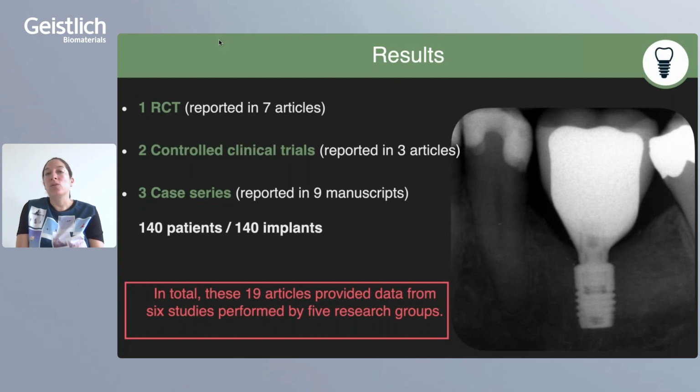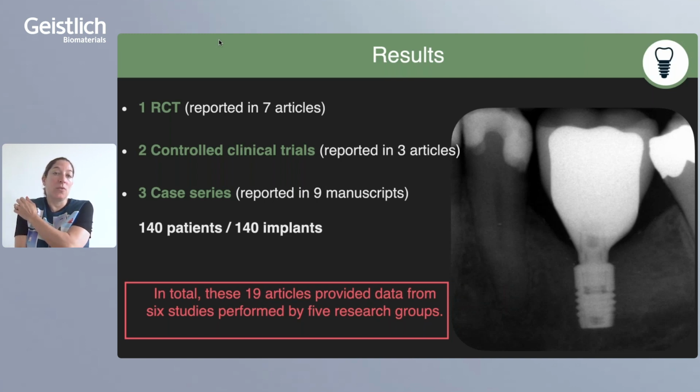What they could include in this systematic review was one RCT, which was, though, reported in 7 articles, 2 controlled clinical trials and 3 case series. So this was really very unexpected when searching for data for type 2 and type 3 implant placement. One had not expected that only so little data is really available on these types of procedures.